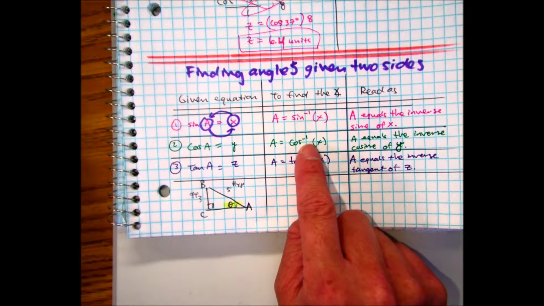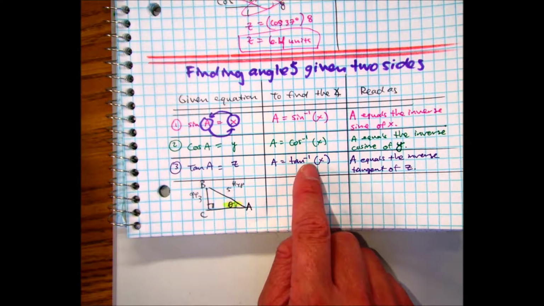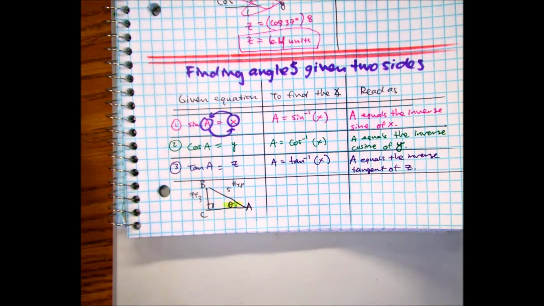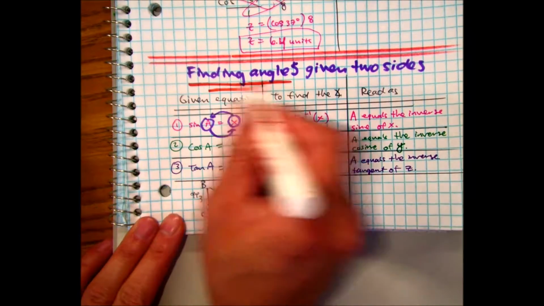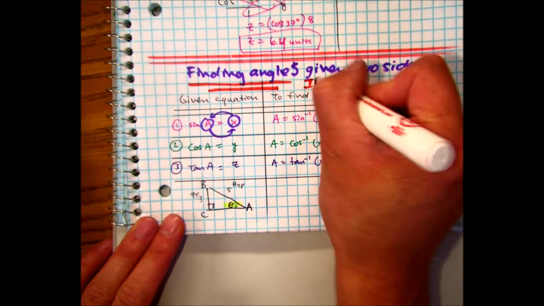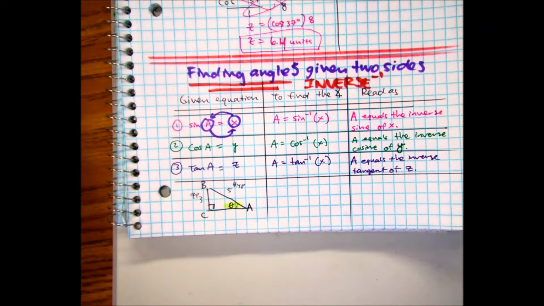Class, how would you read this one? Inverse of cosine. And this one is? Inverse of tangent. So let's remember, to find angles, if you ever have to find an angle, you have to use the word inverse. And the symbol for the inverse is that -1.